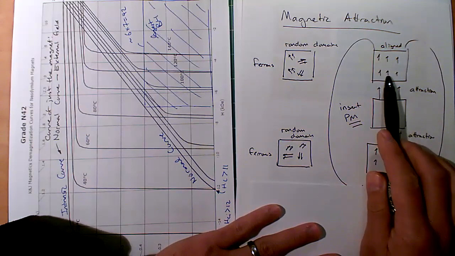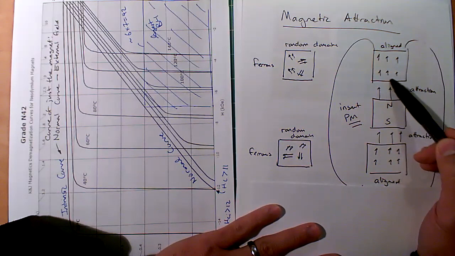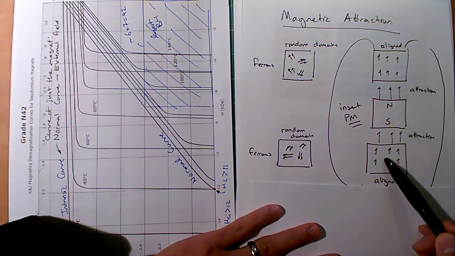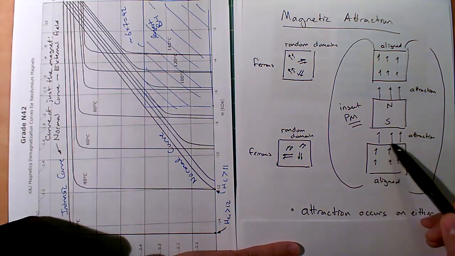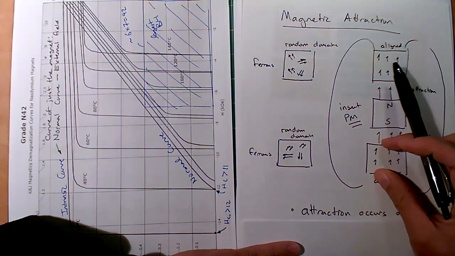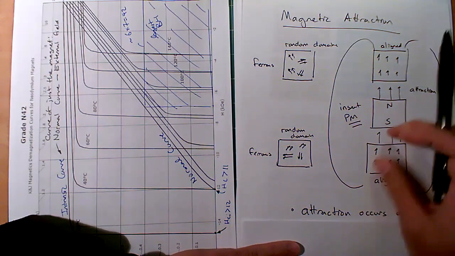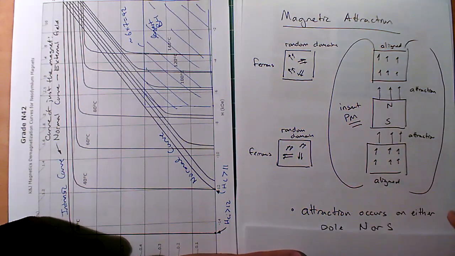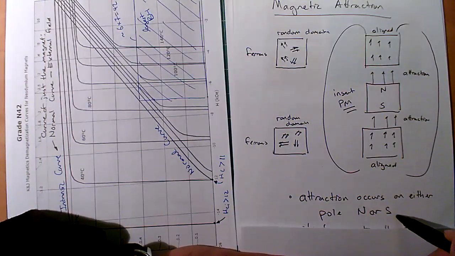Well, you get this attraction, bink, bing, and then these want to attract. You have essentially created a south pole here, and you've created a north pole here, okay? And so notice this has created kind of a north-south and a north-south. If I brought this piece of steel over here, it would still attract. It would align the domains like this. If I swapped them, they would still attract. So attraction occurs on either the north or south pole.